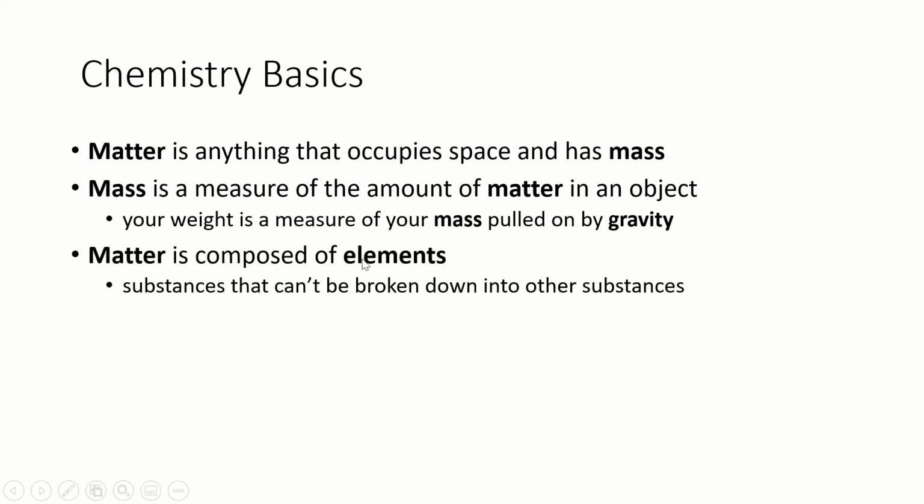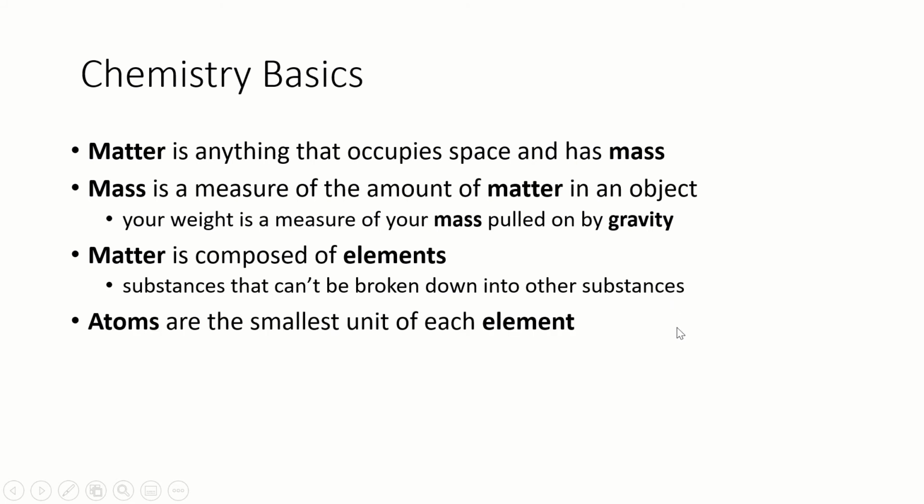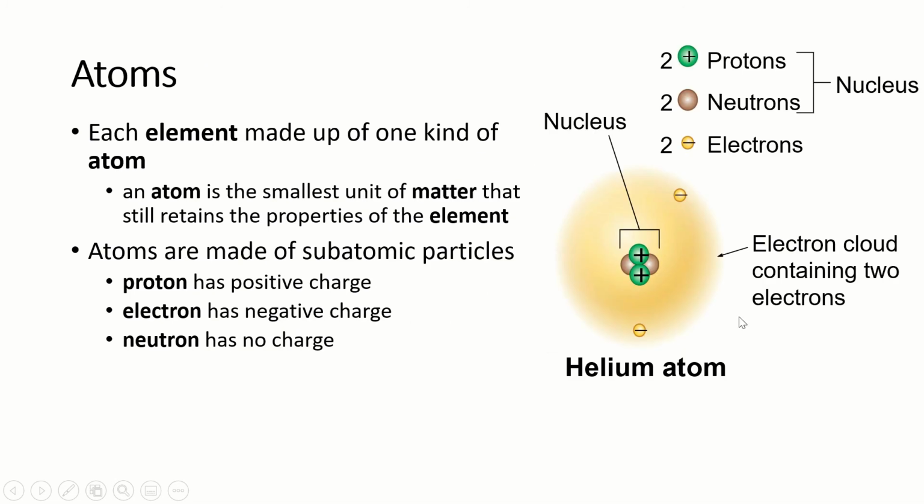All right, matter is composed of elements. Elements are substances that can't be broken down into other substances and maintain their characteristics. The smallest unit of each element is an atom. Atoms are made up of what we call subatomic particles. Subatomic meaning that they're smaller than the atom. But all atoms have the same subatomic particles. They have different numbers of subatomic particles. The different numbers of subatomic particles change their characteristics, which makes it a different element. So hopefully that makes sense.